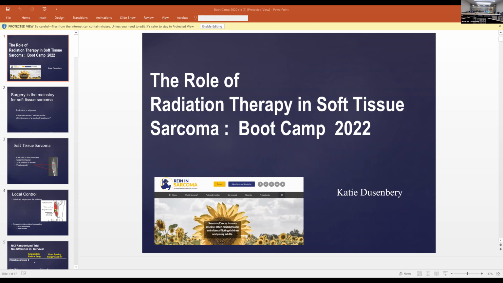As Dr. Ogilvie pointed out, surgery is the mainstay of even soft tissue sarcomas, and radiation is adjuvant. You've heard the word adjuvant many times tonight. Adjuvant means enhances the effectiveness of the main treatment. We sometimes get asked to treat a soft tissue sarcoma definitively, usually for crazy reasons, and we have to go to really high doses, and it isn't very often completely successful. So the best use of radiation is in the adjuvant setting.